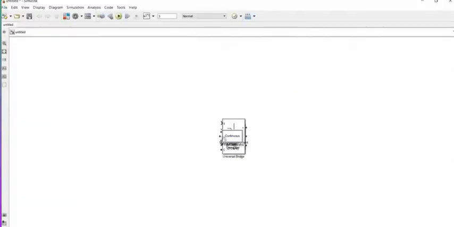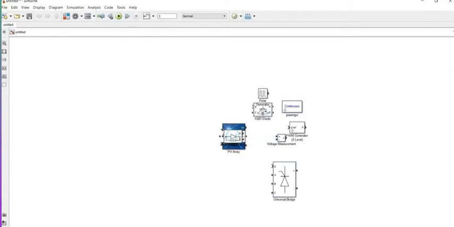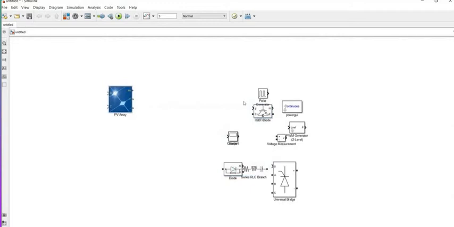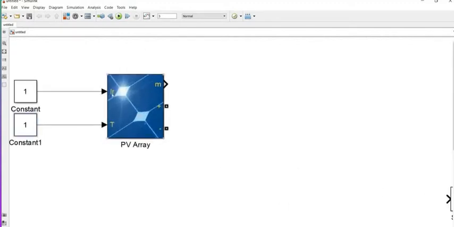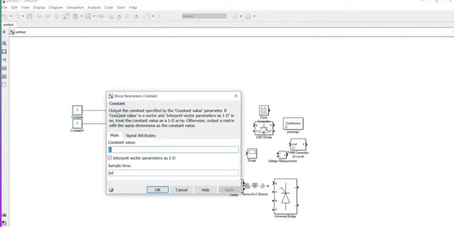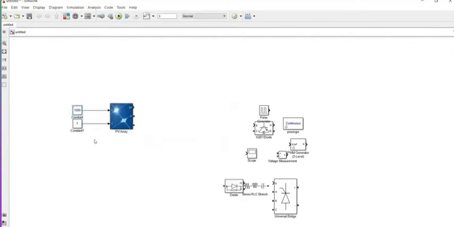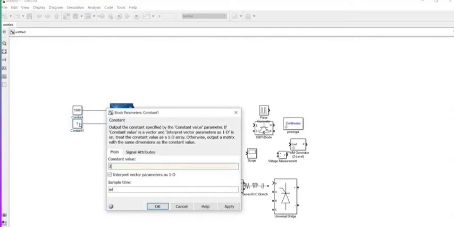Okay. Now take all the elements and design the circuit as per our circuit diagram. So first of all, what we need is a solar panel, right? So take the solar panel here and give it the irradiation and temperature values. Take a constant and give it to this one, and take a constant and give it to this one. Here IR means irradiation. Here T means temperature. So take the irradiation like 1500, and here I am taking the temperature like 25.